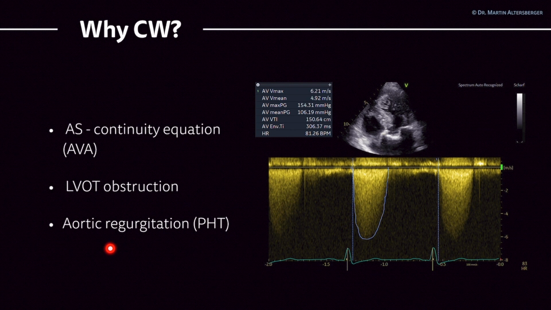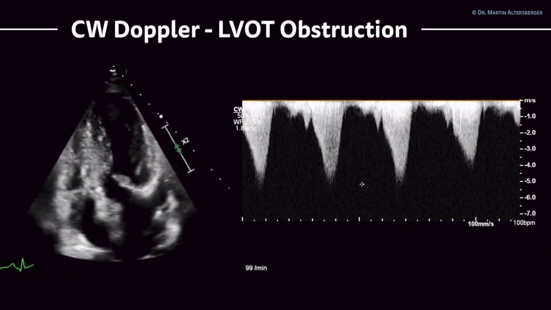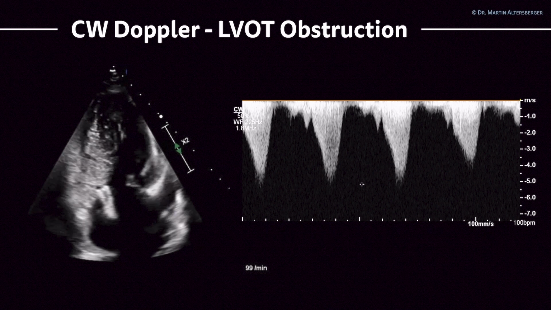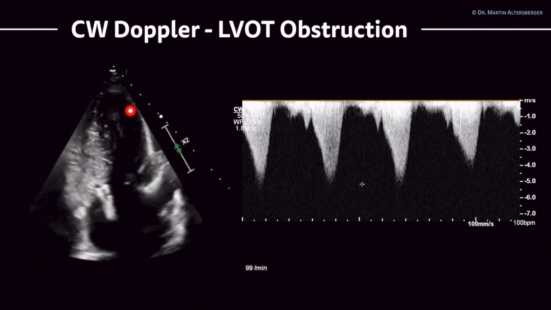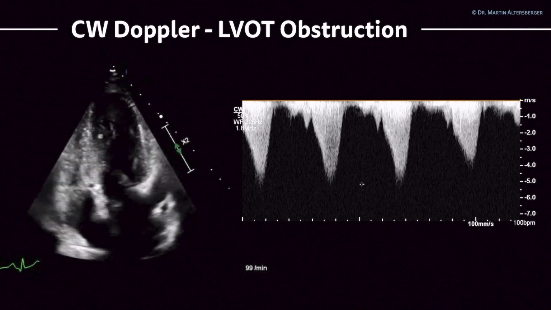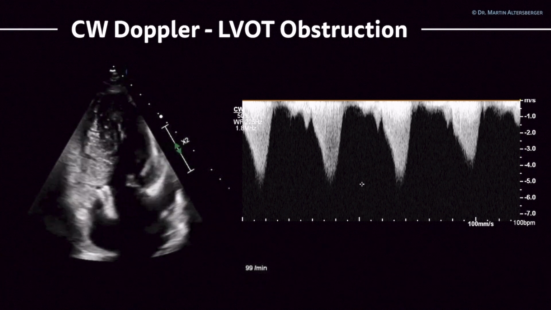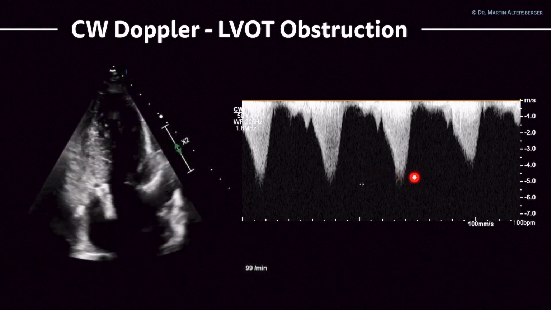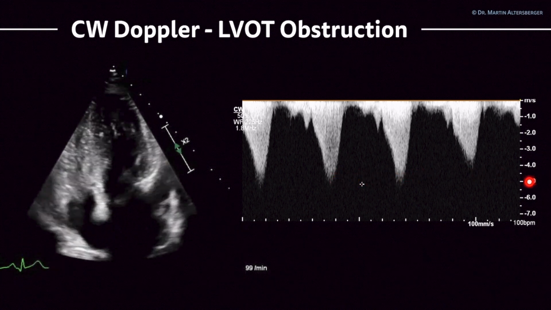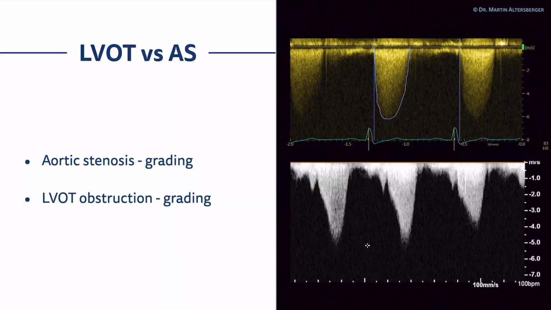The continuous wave Doppler can also be used to quantify aortic regurgitation by means of a measurement called the pressure half-time. Here the continuous wave Doppler was used to quantify LVOT obstruction. This is a patient with hypertrophic obstructive cardiomyopathy. You can see the severely thickened hypertrophied left ventricle. You see the SAM phenomenon. And here with the continuous wave Doppler, there is a true LVOT obstruction of 5 meters per second present.